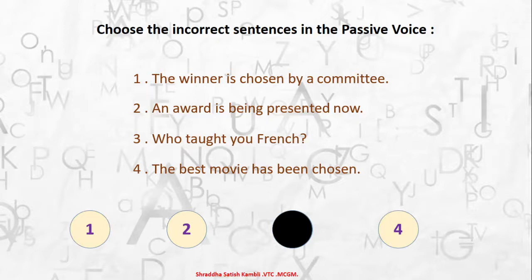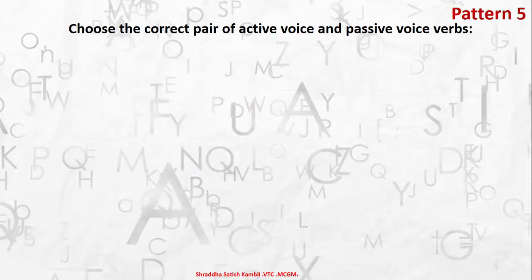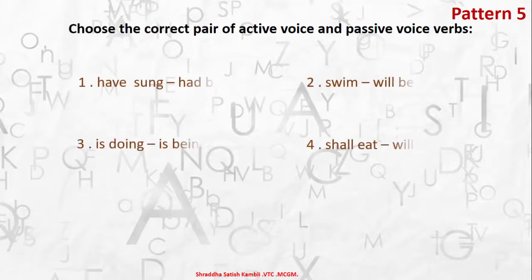Okay, now we come to the next pattern, which could be a little tricky for you at times, but remember, when you practice you will become perfect. So pattern 5 says, choose the correct pair of active voice and passive voice verbs. So you have a verb which is in the active as well as passive voice here, and you will have to think about how they are used in a sentence, and you have to select the correct pair. Okay, so here we go.